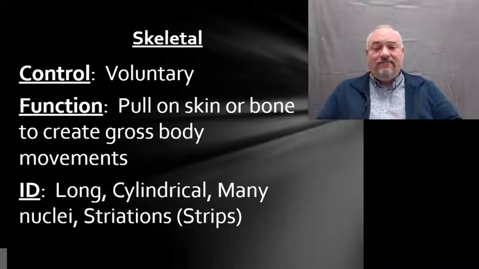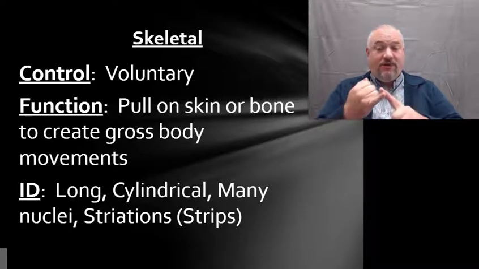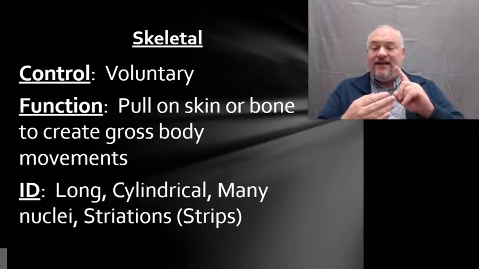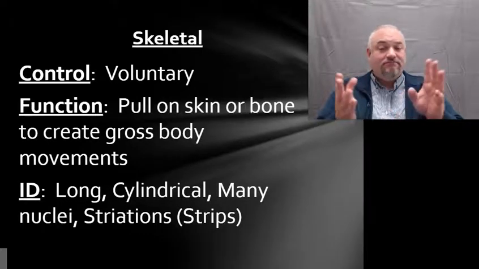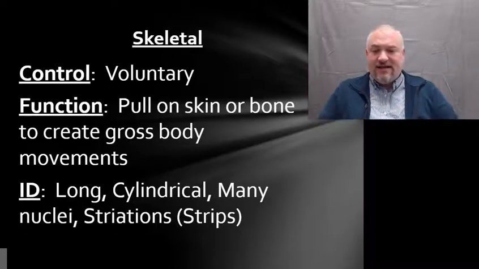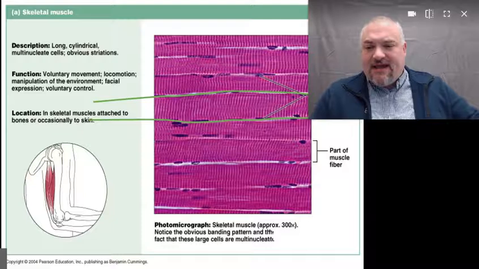And how do we ID them? These are a couple of the key factors, and we'll look at them in the picture in the next one, but they're pretty long, they're cylindrical, they have many nuclei, and they have striations or stripes going perpendicular to the length of the cell itself. So let's take a look at that here.